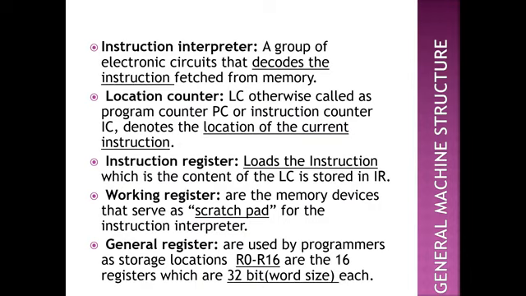What is instruction register? It contains the instruction itself. What is a working register? It is a temporary register or a scratch pad. What is a general register? We have 16 general registers. I think there is a typing mistake; R0 to R15 are the 16 registers. And one last thing you should remember is that the word size of IBM 360 is 32 bits or 4 bytes. So remember this, the word size of IBM 360. That's it. So this is going to be the general machine structure.